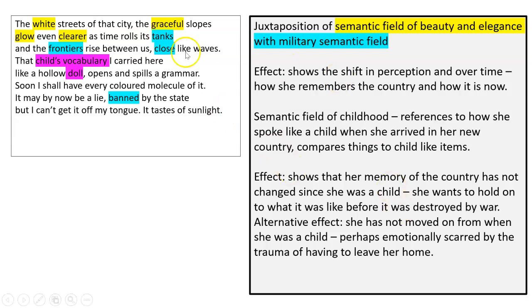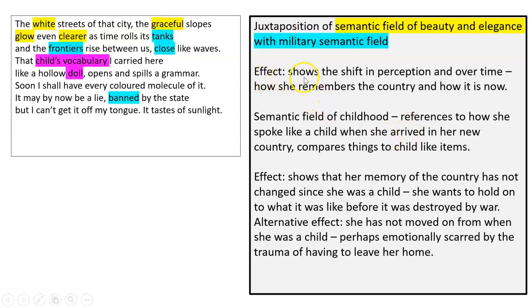So we've got the words that I've picked out in blue, words to do with the military, as if you're closing in on something: tanks, frontiers. And then we've got much more positive language here: glow, white, clearer, graceful, words that we might associate with beauty and elegance. So two different semantic fields here are being juxtaposed. Now we have to think of an effect.